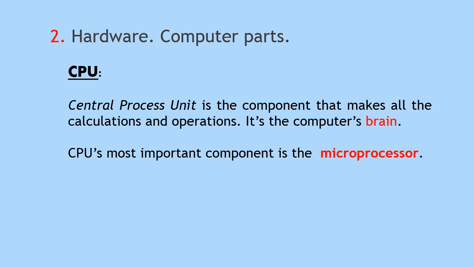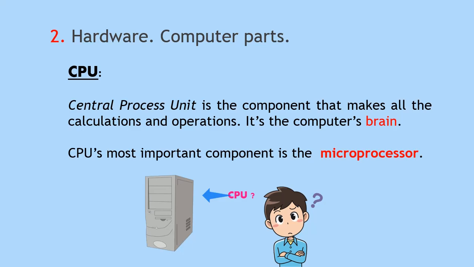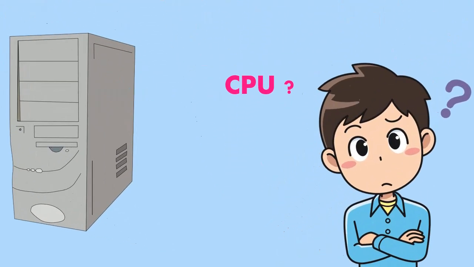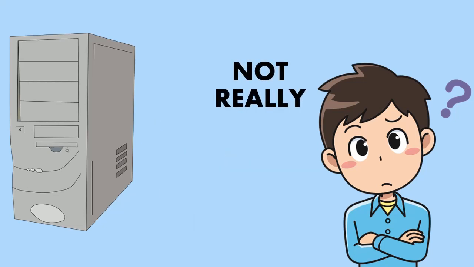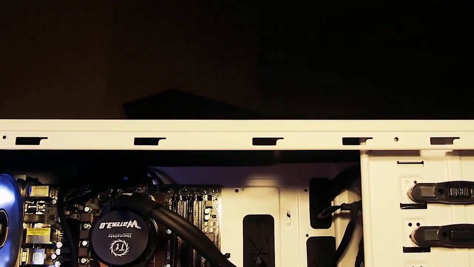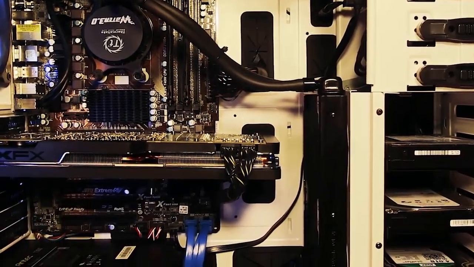Okay, but where is the CPU in a computer? A lot of people think that the CPU is the computer case and everything that is inside, but that is not actually correct. The CPU is a circuit that is inside the computer case, and in modern computers, that is usually the microprocessor.